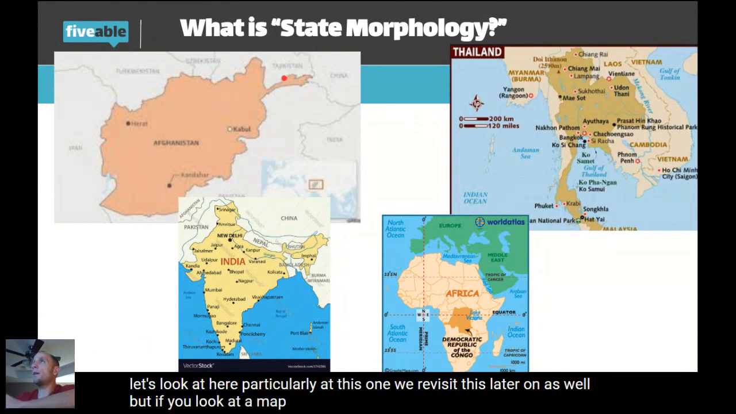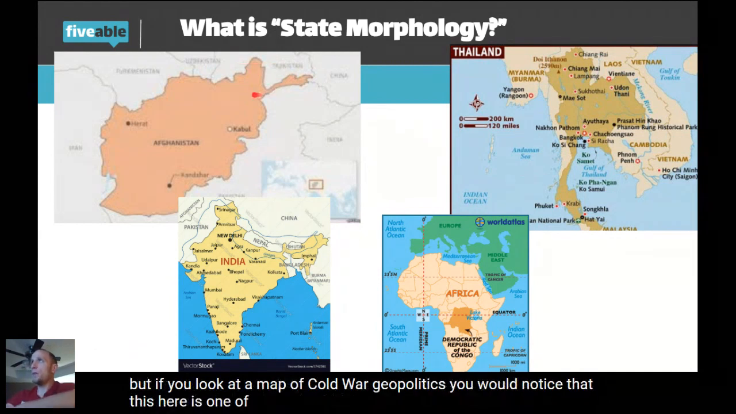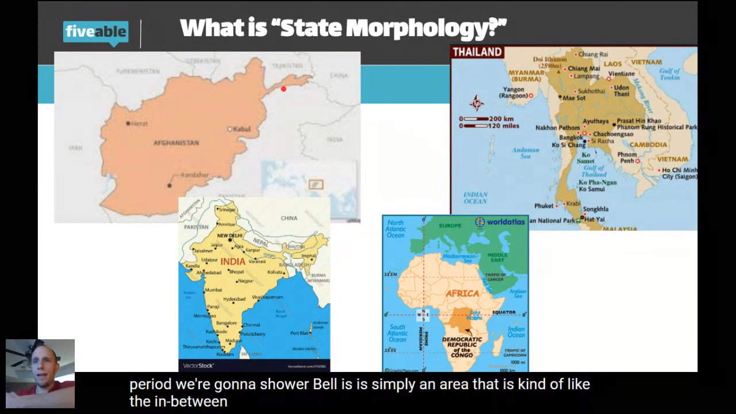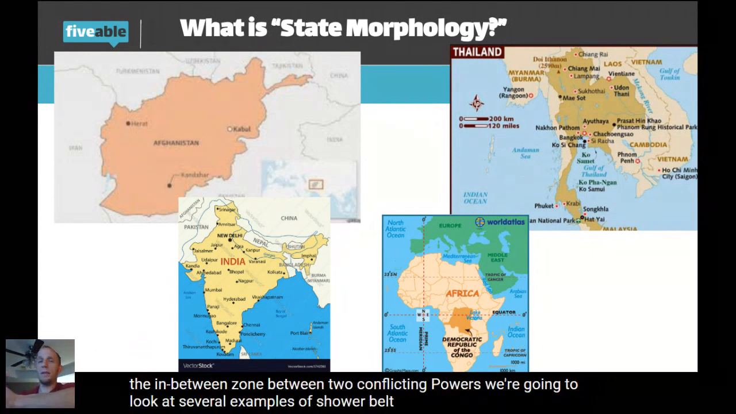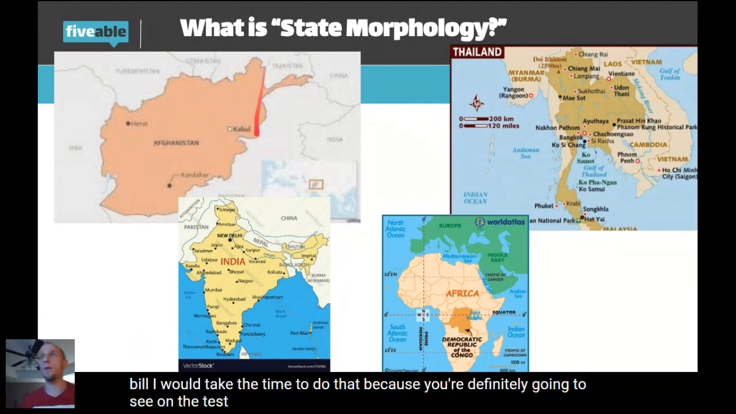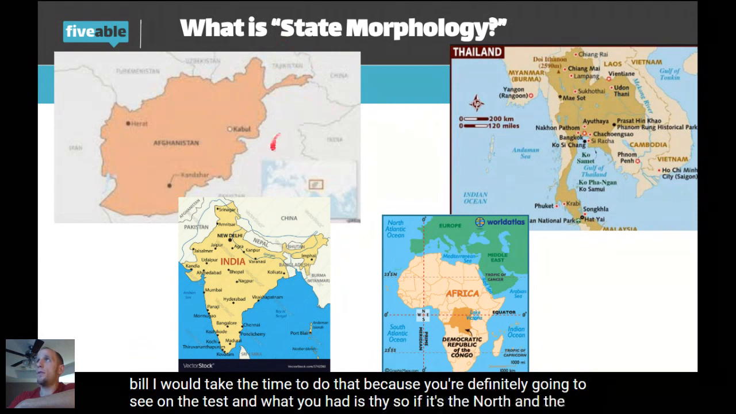We're going to revisit this later on as well. But if you look at a map of Cold War geopolitics, you would notice that this here is one of the shatter belt regions during that time period. Shatter belt is simply an area that is kind of like the in-between zone between two conflicting powers. We're going to look at several examples of shatter belt. If you didn't write down shatter belt, I would take the time to do that because you're definitely going to see it on the test.